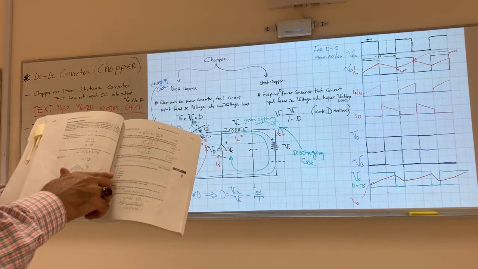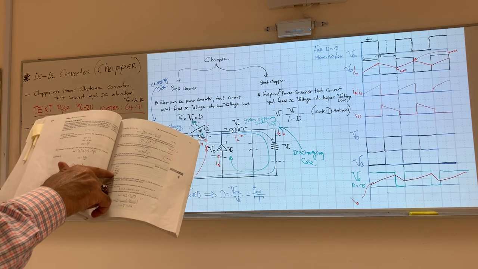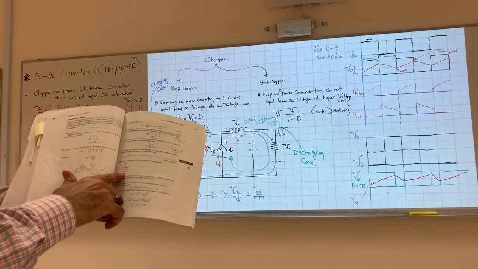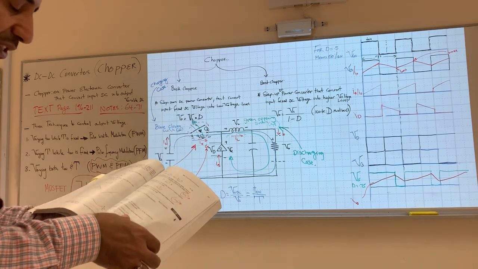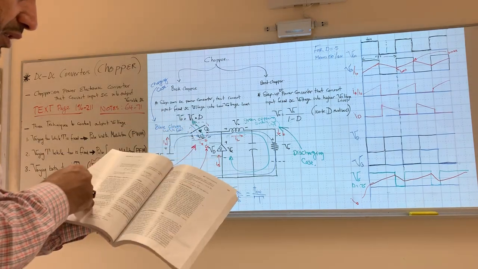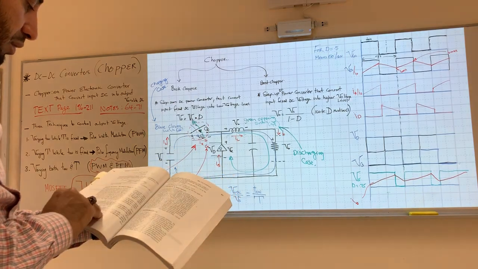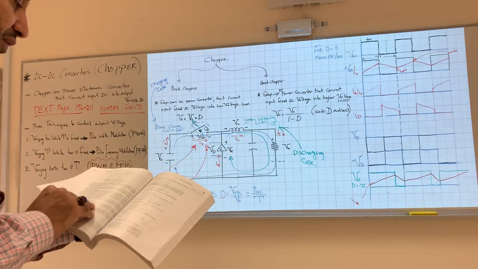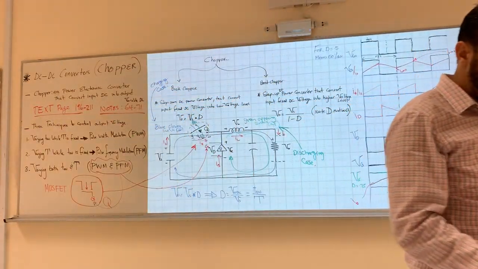This is for Buck. And they gave you the V source, they gave you the duty cycle, which is 0.4, and they gave you the value of the inductor and also the capacitor and the frequency and the resistance. Okay. And that's it for this topic right here. I think it will be okay for this topic.